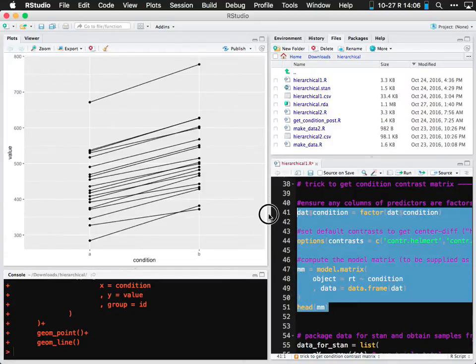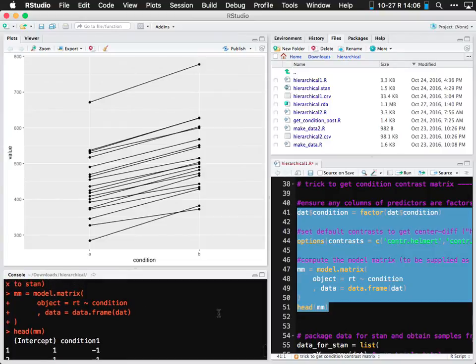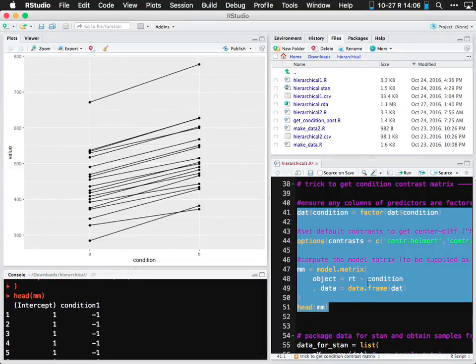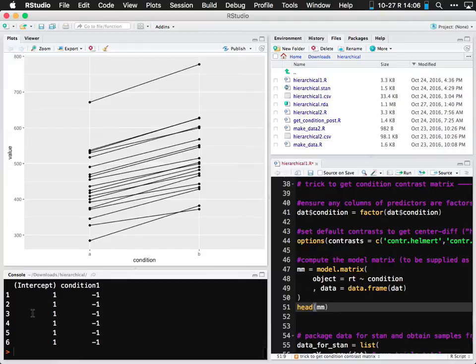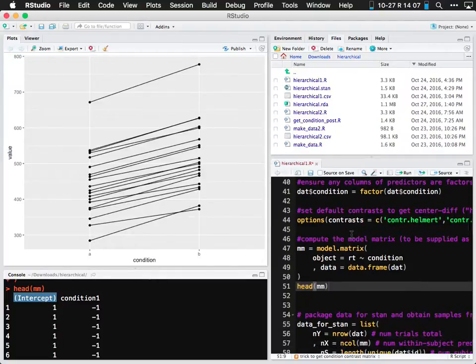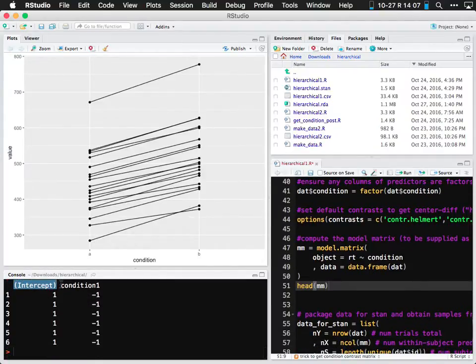So we can run this bit, and that gives us our model matrix. It automatically adds a column for the intercept, and that's good because that's what our Stan model is assuming is coming in, a matrix that has a column for the intercept. And we have a column for labeling what's in the condition column.